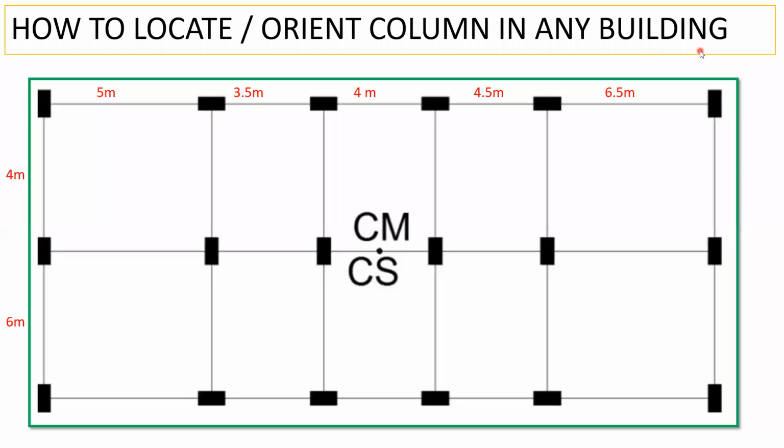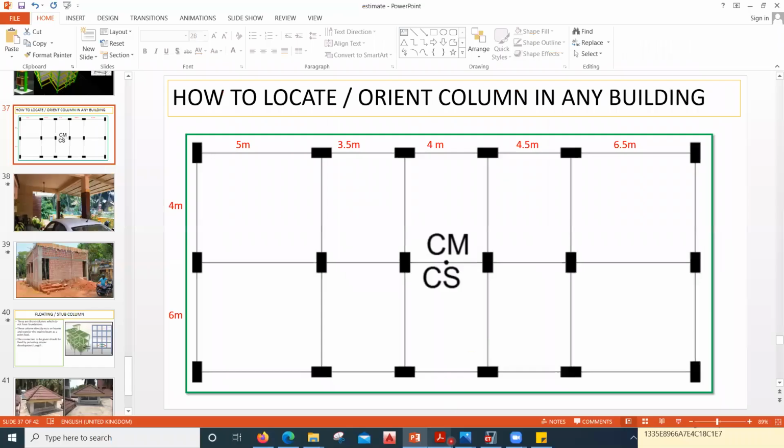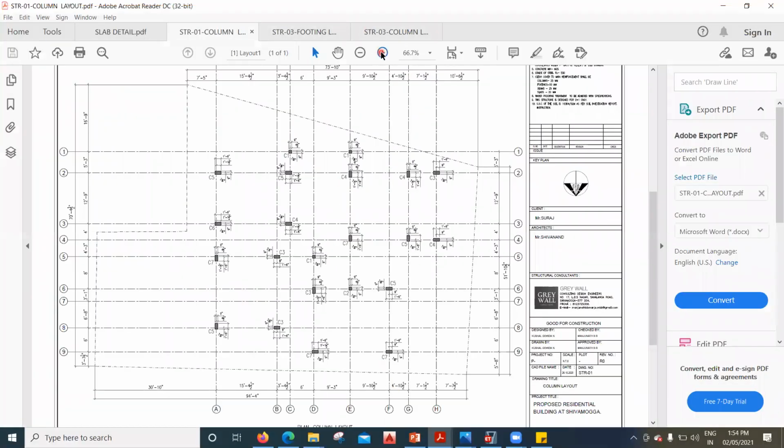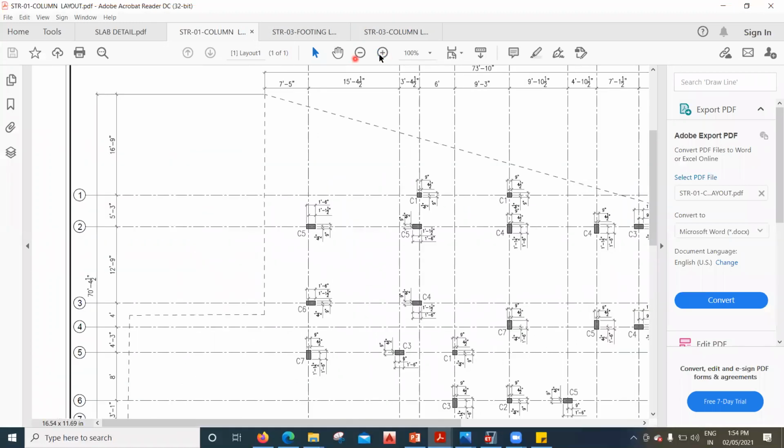Hello learners, in this lecture we will see how to locate or orient the columns in any building. Usually, whenever you see any structural drawings, I'll show you a structural drawing now. If you look into the structural drawing, we orient the column in two ways: either you keep it horizontal or you keep it vertical. You can see a column here, and it is kept in this direction, right?